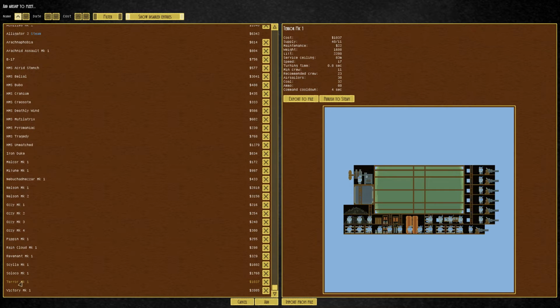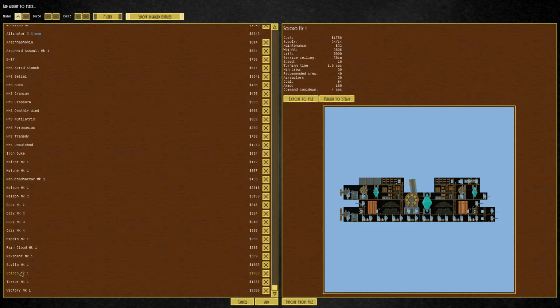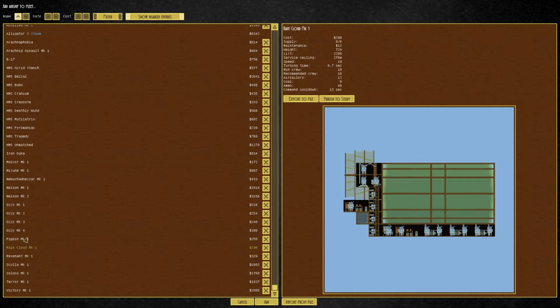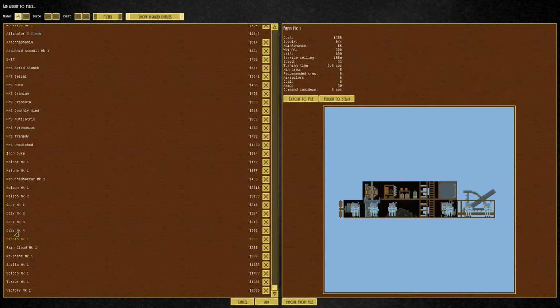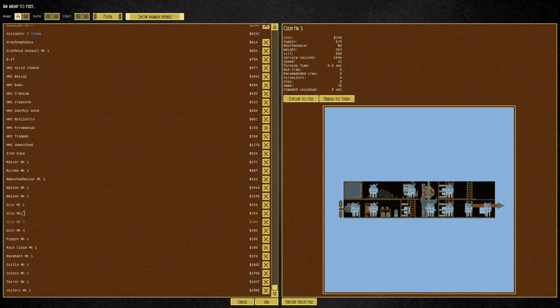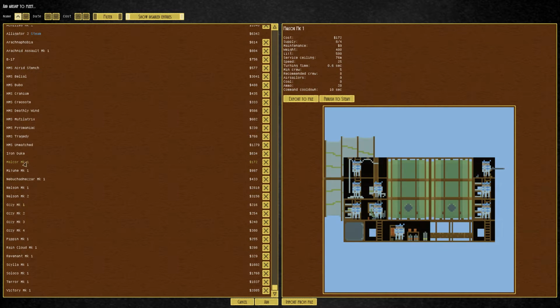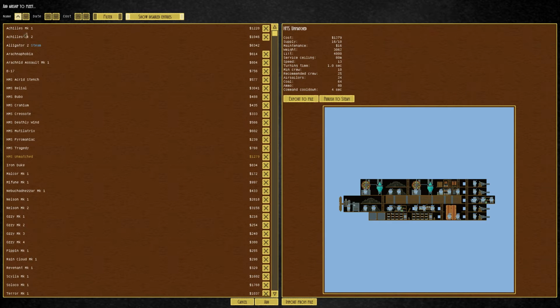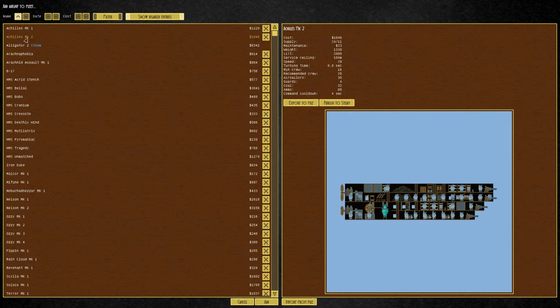We do have the Terror, which is just a terrible design, so that's not going to work. Let's see. What are some of the ones that I actually made? The Rain Cloud was one that I made previously. And then the Aussies, I all know. And let's see. There was one more. Yeah, it was the Achilles Mark 1 and Mark 2. I think we're going to go with the Mark 2.